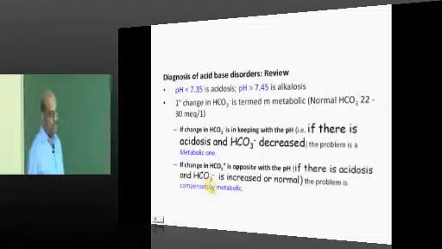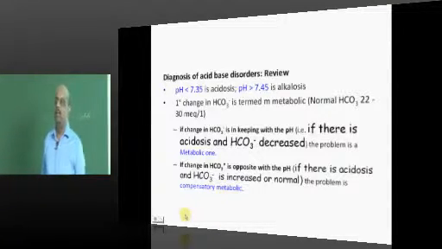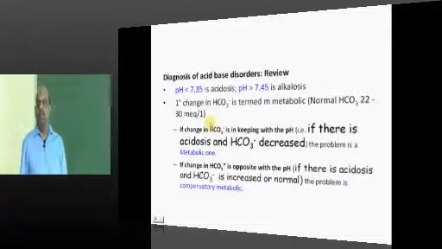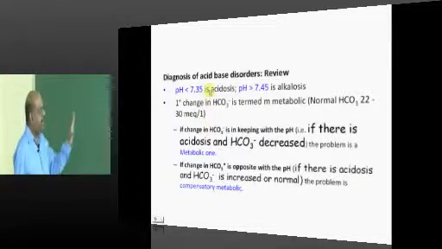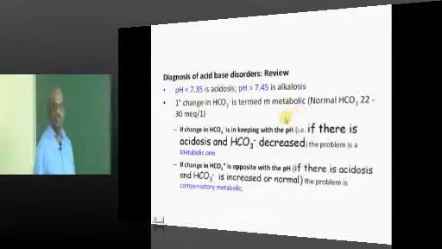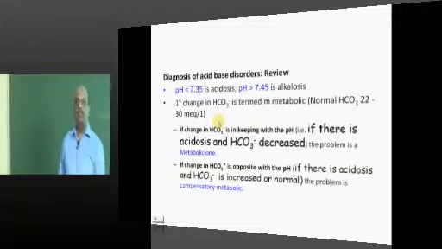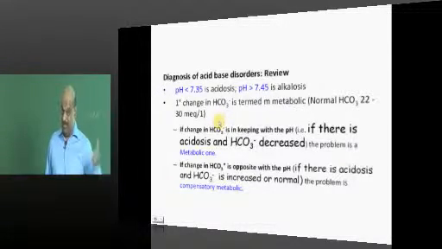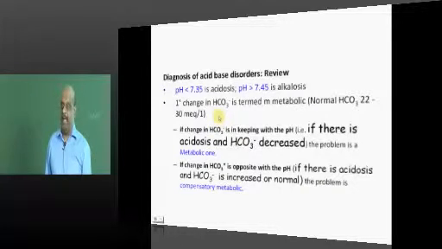Now, look whether the bicarbonate level has changed. If the bicarbonate is primarily changed, then it becomes metabolic. That means a low bicarbonate makes it a metabolic acidosis, a high bicarbonate makes it a metabolic alkalosis. First check how the bicarbonate level is. Primarily, if the bicarbonate itself is changed, it means it is a metabolic problem.